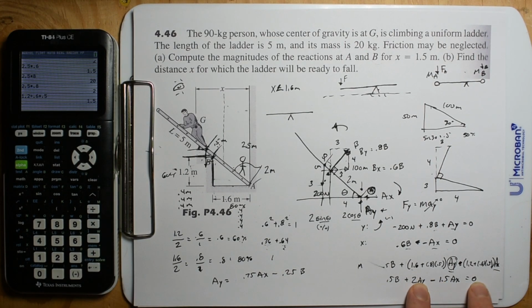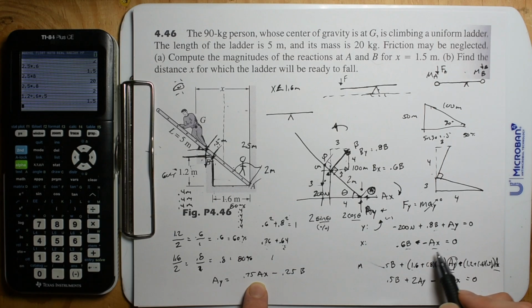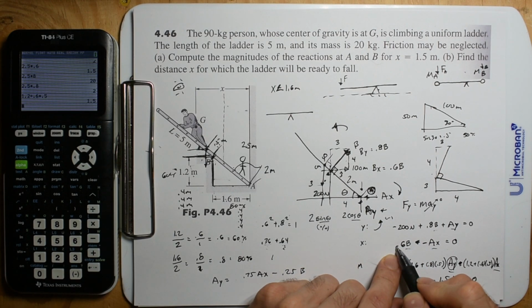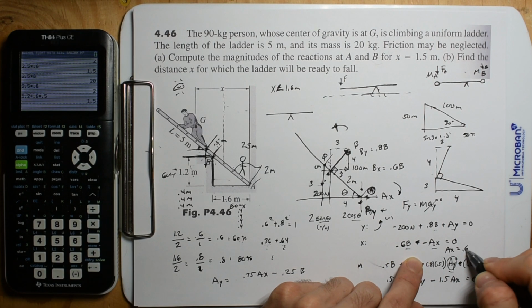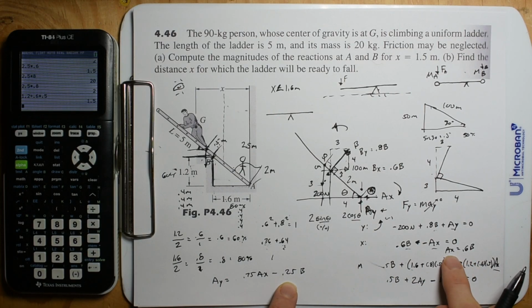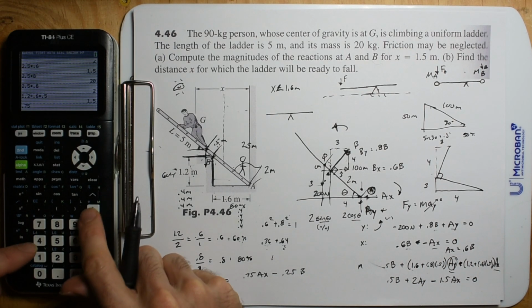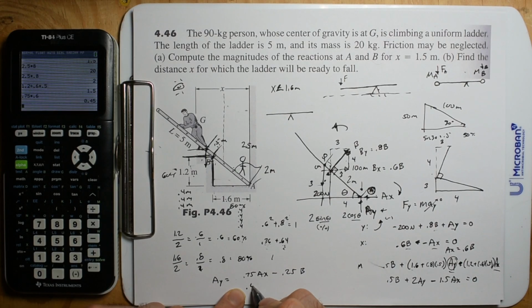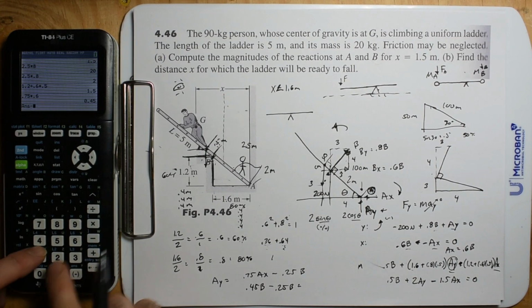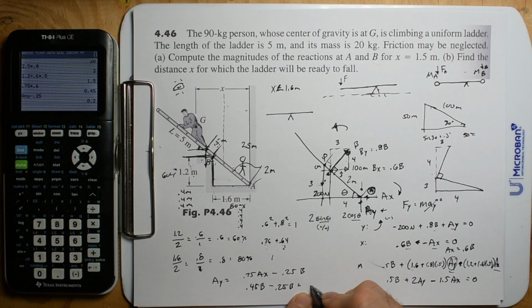But I took this over here, 1.5 AX, and divided it by 2. And then I took this over here, negative 0.5, and divided it by 2. Cool. And now we can get AX in terms of B, which is just 0.6B. So 0.75 times 0.6 is 0.45B minus 0.25B. Okay, sweet. So minus 0.25, and we have 0.2B.